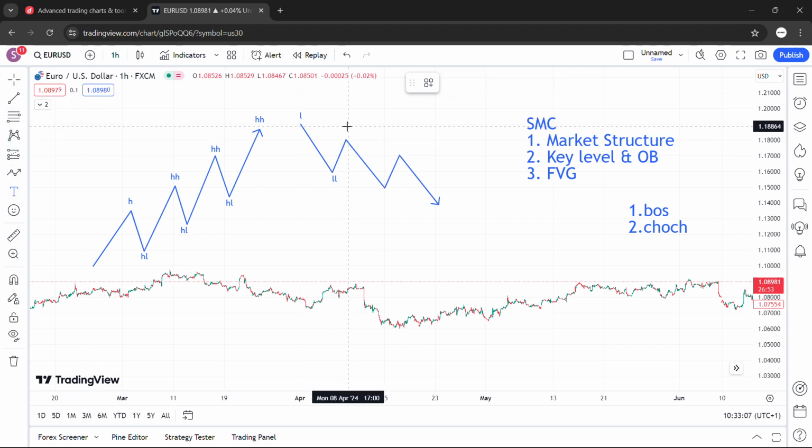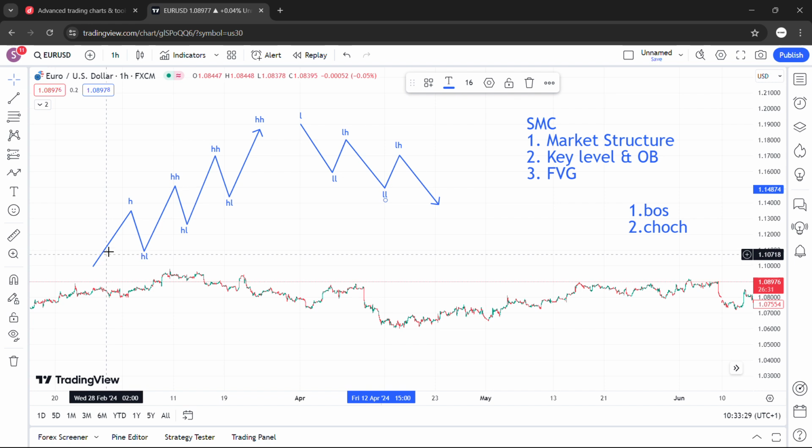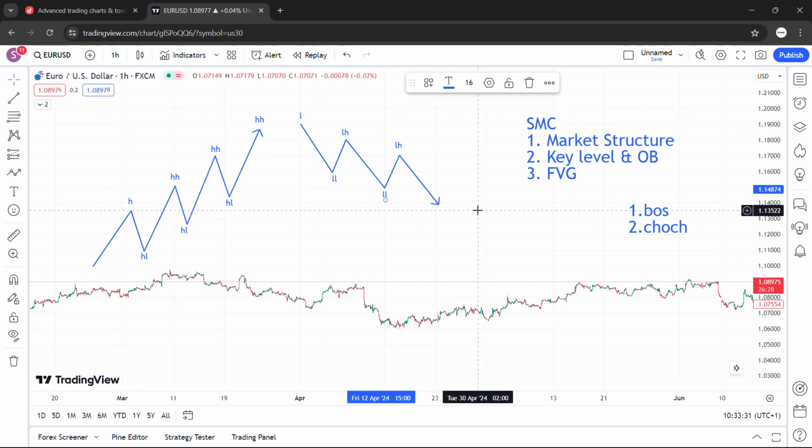So we label it as what? LH, sorry, LH. As you can see, this is another lower high because it is lower than the previous high, and this is a lower low because it is lower than the previous low. So this is how price moves in an uptrend. This is how price moves in a downtrend.